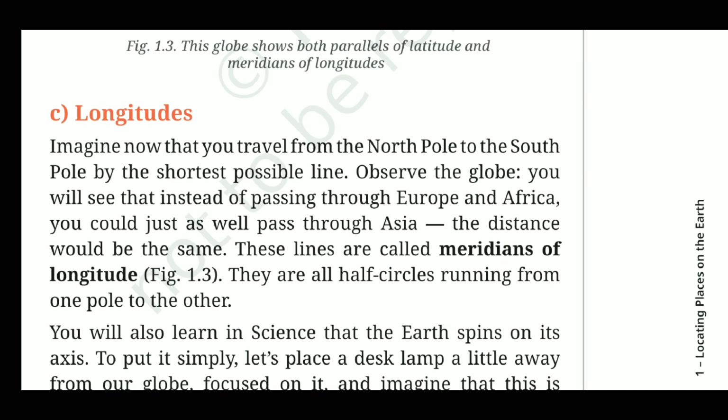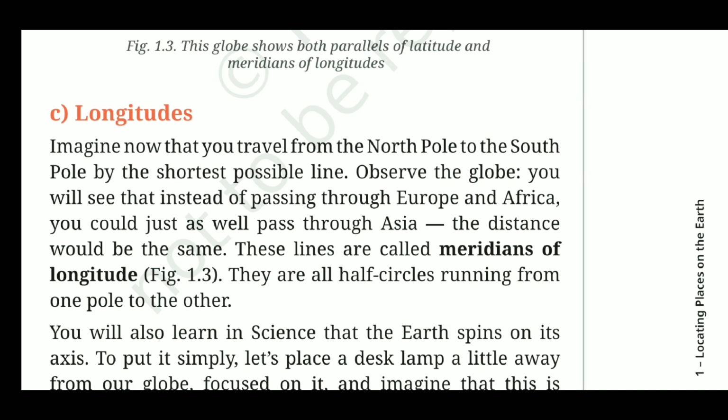These lines are called meridians of longitude. Figure 1.3. They are all half circles running from one pole to the other. You will also learn in science that the Earth spins on its axis.